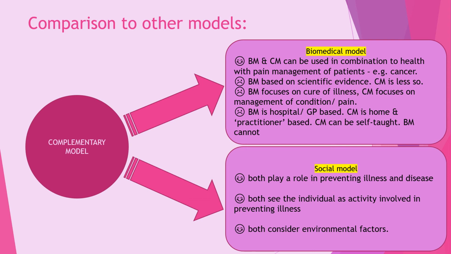So there are some similarities and differences. Social model, again, we've highlighted this, the fact that they both play a role in preventing illness. They're both active for the individual, and they both consider the environment.